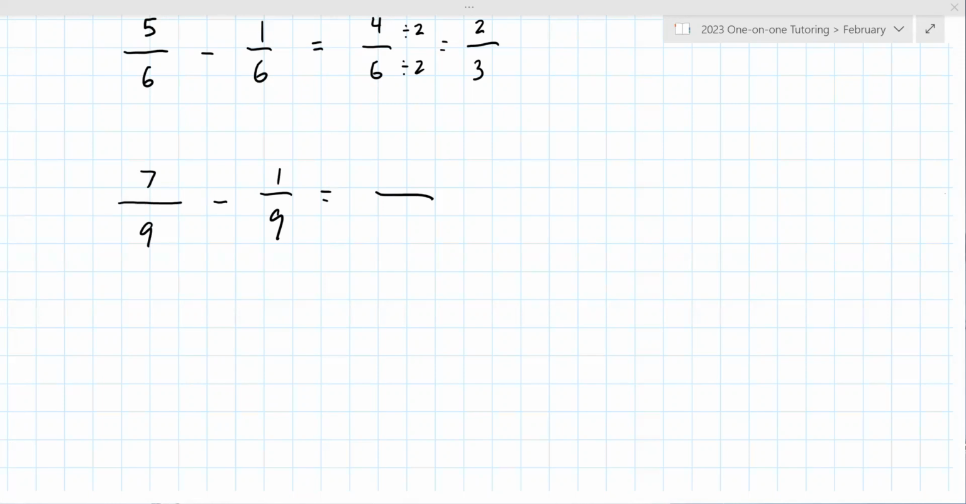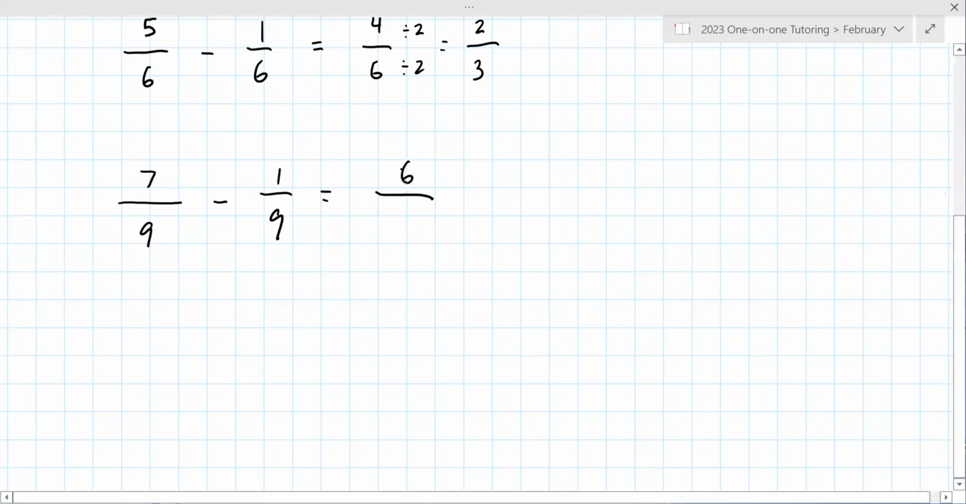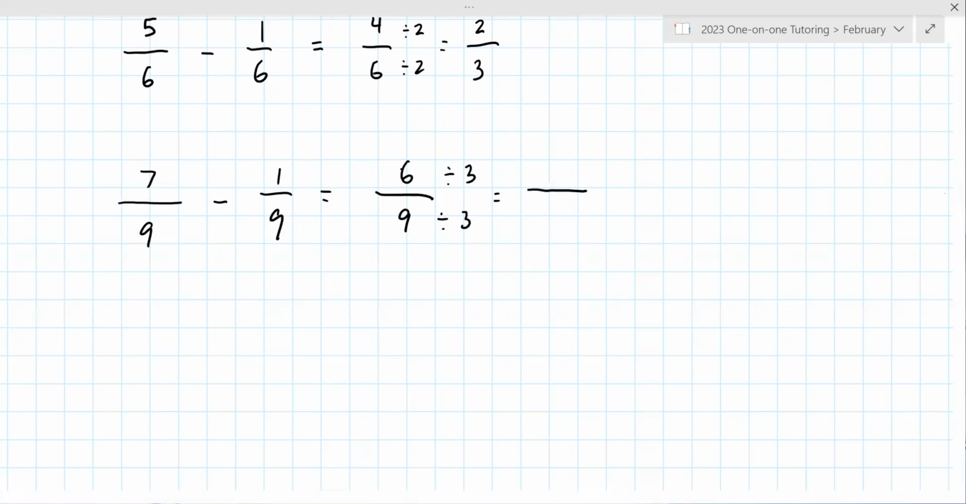Divided by 2. Did you say 6 over 9? Yeah. Okay, now 2 does not work. It has to work in both. But you can now try 3. You can divide both of these by 3. 3 works. Okay, so you're going to divide both of those by 3.